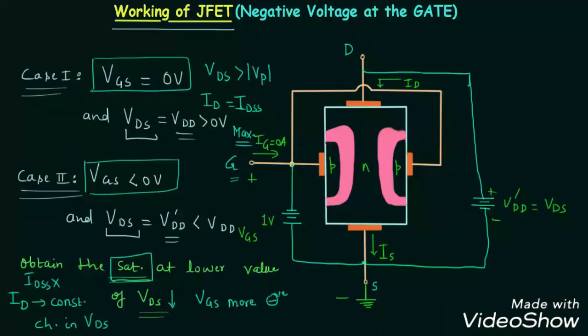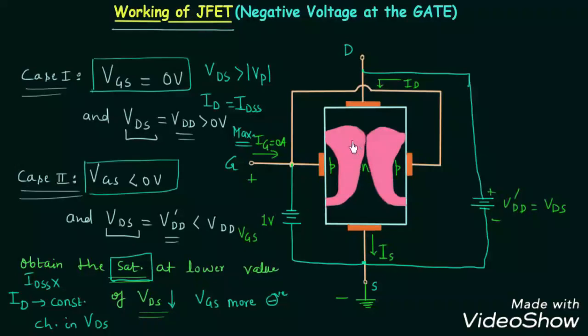Now I will quickly draw the pinch-off condition, and you can see that the two depletion regions appear to touch each other, and when this happens, the current ID will become constant. If you increase VDS more, ID will remain same, and this condition is called as saturation condition. So we can say that by applying negative bias to the gate, the saturation level can be reached at the lower level of VDS.